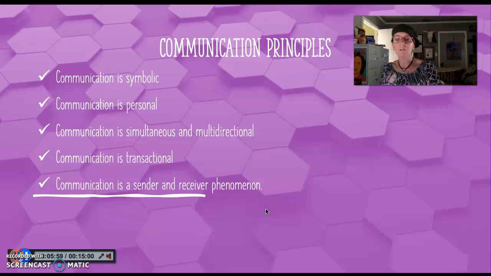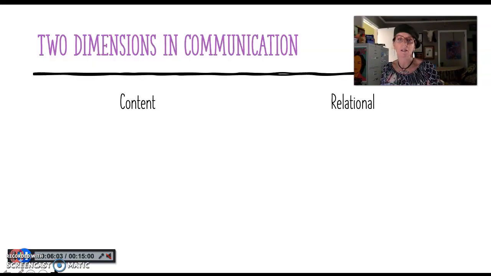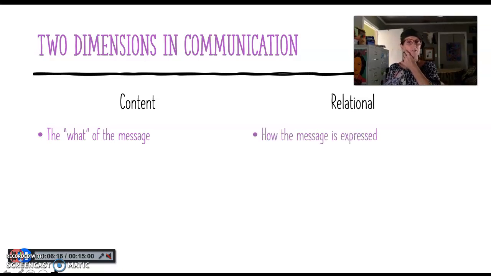Okay, so let's look at this in communication. We should break it down. Let's look at what I call the dimensions of communication. So basically, communication has two dimensions. We have the content, that's what you're talking about, and you have the relational piece. The relational piece is the part that interprets what that message means.